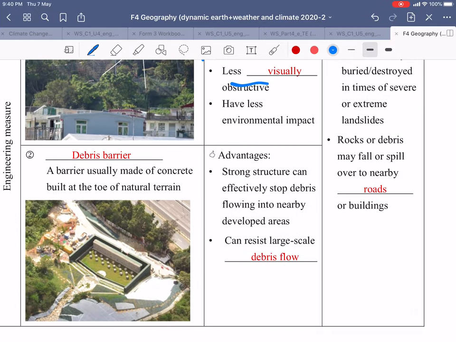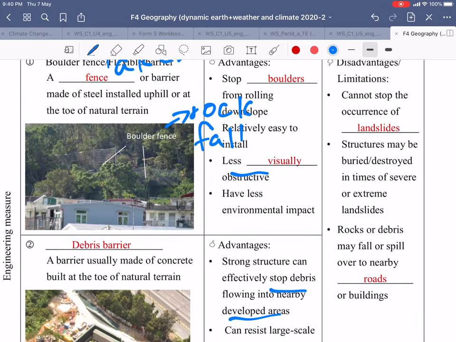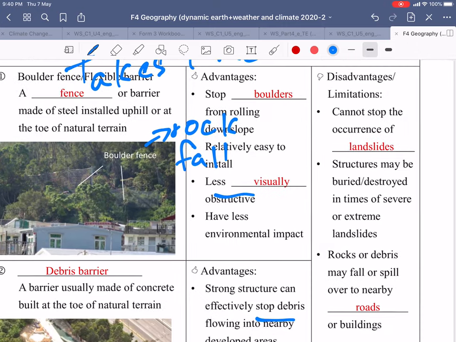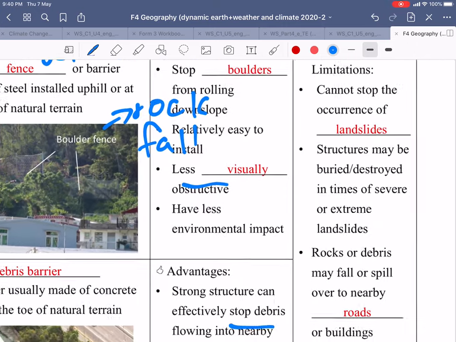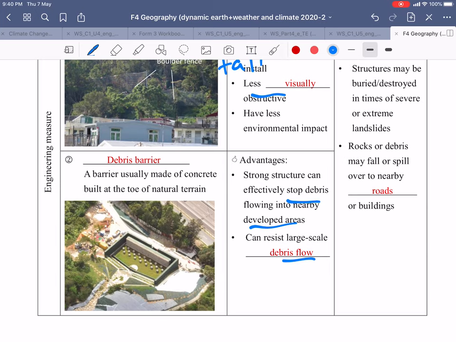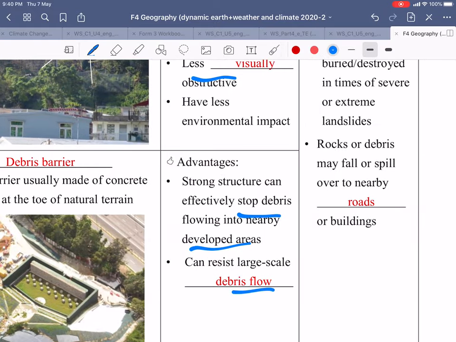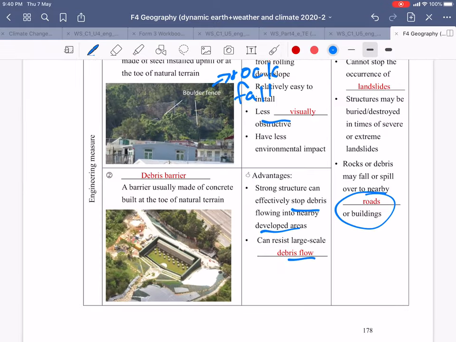Debris barrier, this one can stop debris flowing into nearby developed area, can resist debris flow, but again it may be destroyed, and also it cannot stop the occurrence of landslide, because this one is just going to let some of the debris stay here, but not for a large scale landslide, okay? Still they may affect the road and building, okay?